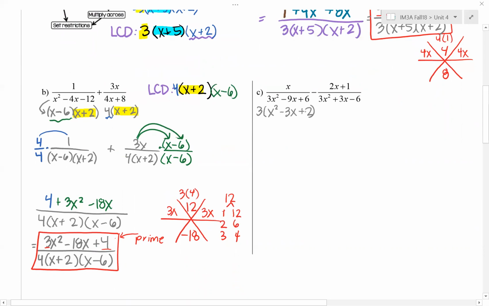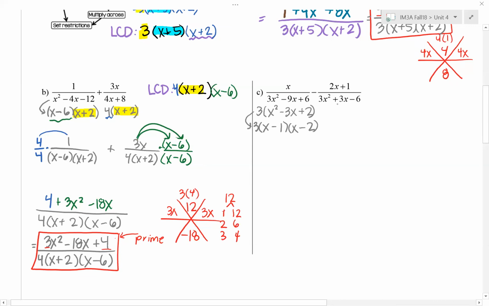And so then I want to factor x squared minus 3x plus 2. And since 2 is prime, I know it has to be x with a 1 and x with a 2. And since the middle term, the b, is negative, that would mean that they both have to be negative. So negative 1 times negative 2 makes positive 2, and negative 1 plus negative 2 makes negative 3. So that's my factor for the first denominator.